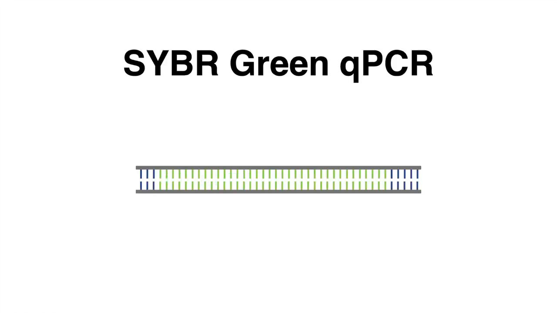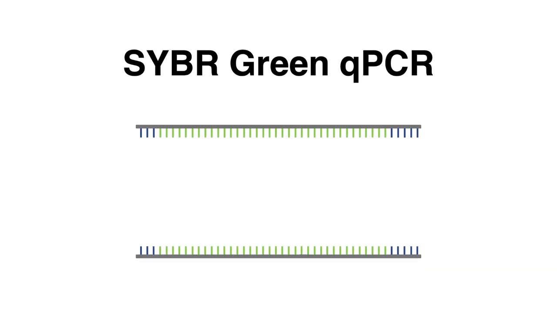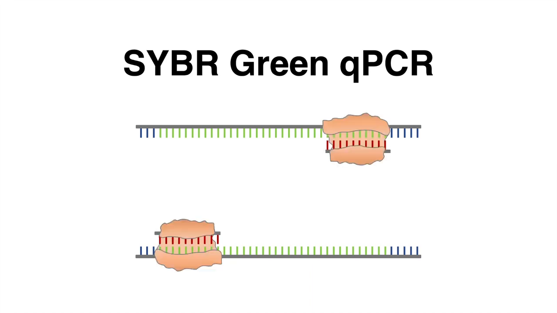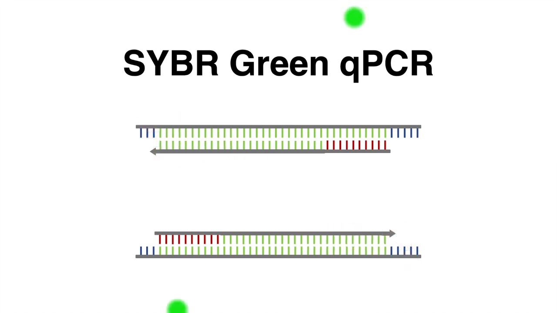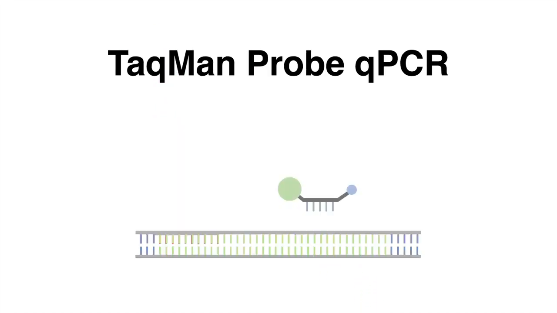In the SYBR Green qPCR method, one PCR cycle starts with the separation of the two DNA strands of the amplicon during denaturation. The primers bind to their complementary parts flanking the sequence of interest. The polymerase starts with the synthesis. The SYBR Green dye binds the double-stranded DNA fragments and the fluorescence is monitored after each cycle.